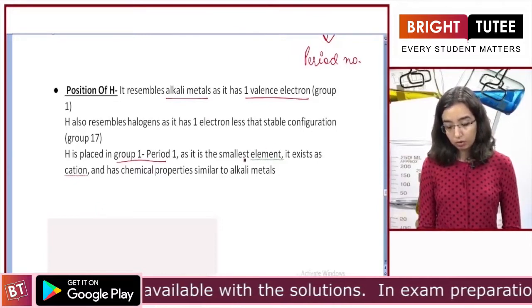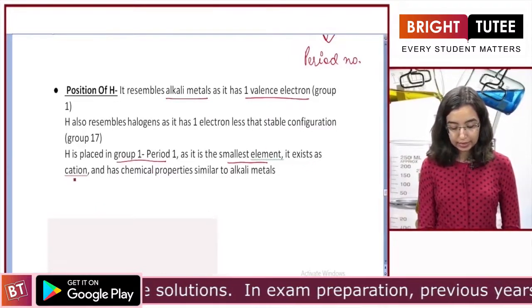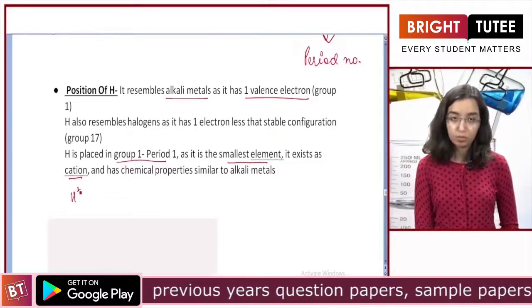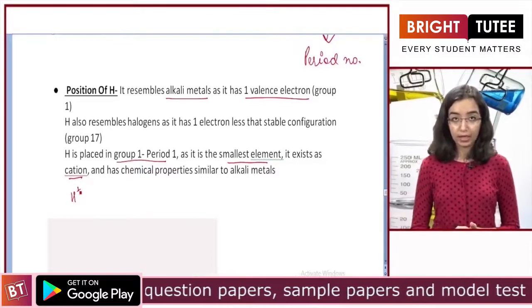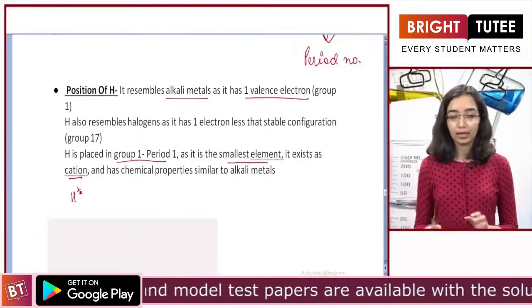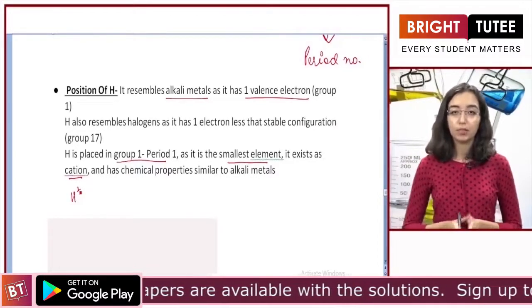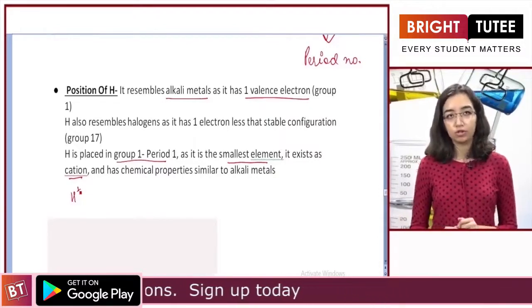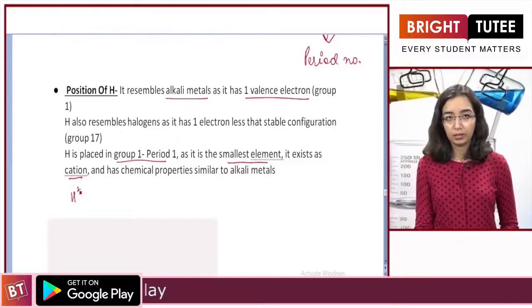It was done so because it is the smallest element and it exists more as a cation. More frequently, it exists in the form of H+, which is similar to that of alkali metals. And it also shows chemical properties similar to alkali metals, and that is why it was kept in group 1, period 1. So that was the final verdict on the position of hydrogen in the modern periodic table.